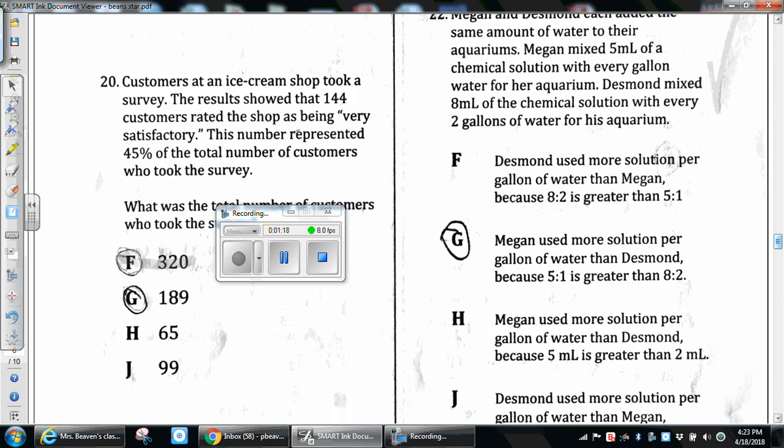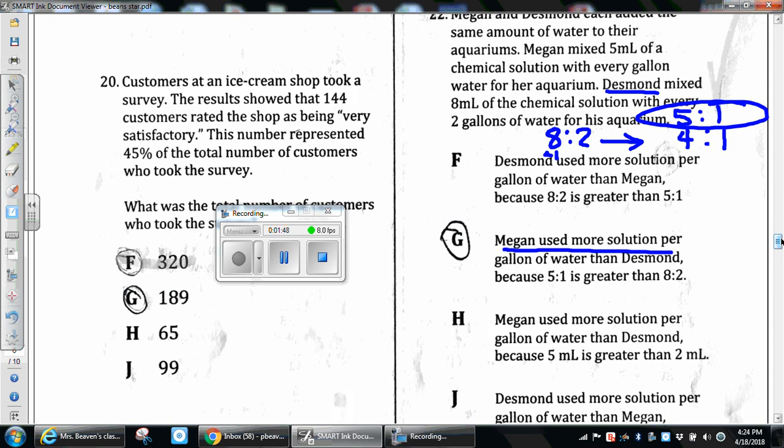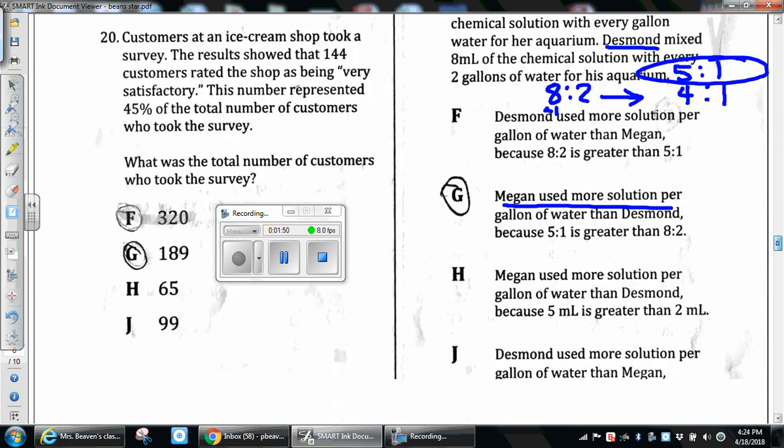The one for Megan was a 5 to 1, and the one for Desmond was an 8 to 2, which turns into, if we divide 8 by 2, we get 4. And then we divide 2 by 2, we get a 1. So then Megan had the biggest ratio, so you can say that she used more solution per gallon of water. That was answered correctly.